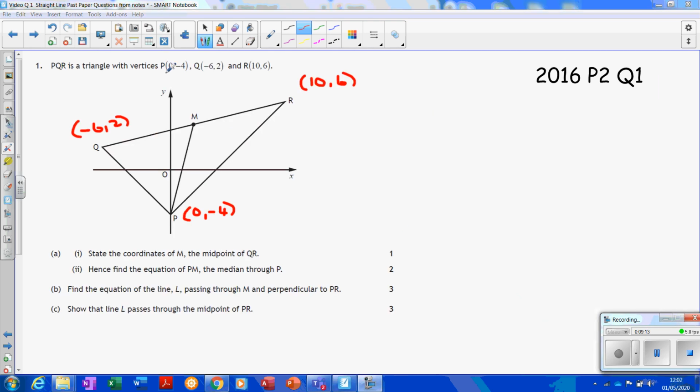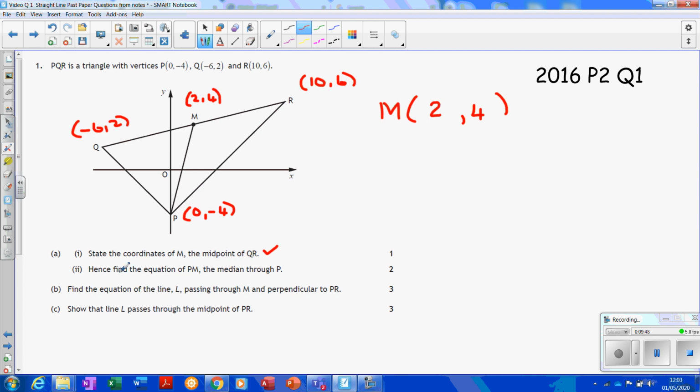Okay, so triangle PQR, diagram shown. We want to state the coordinates of M, the midpoint of QR. So there's Q and there is R, so we want the midpoint of that. So coordinates of the midpoint of QR, we'll call them M. Add the two x's together, divide by 2, add the two y numbers together, divide by 2. So minus 6 plus 10 is 4, half of 4 is 2. 2 plus 6 is 8, half of 8 is 4. So that point in there is the point 2, 4. Put them into your diagram so you keep track of what you've done.